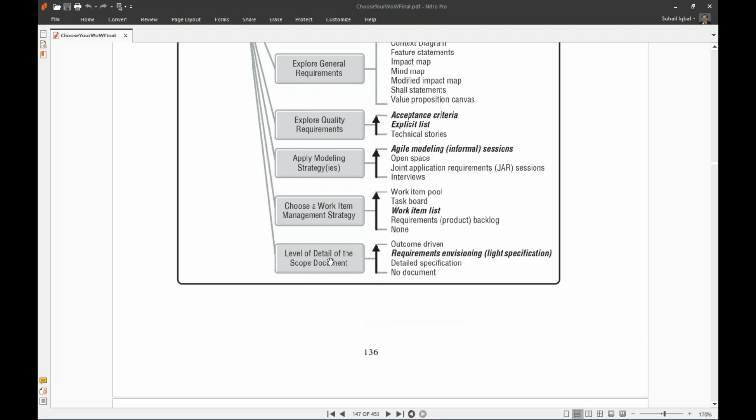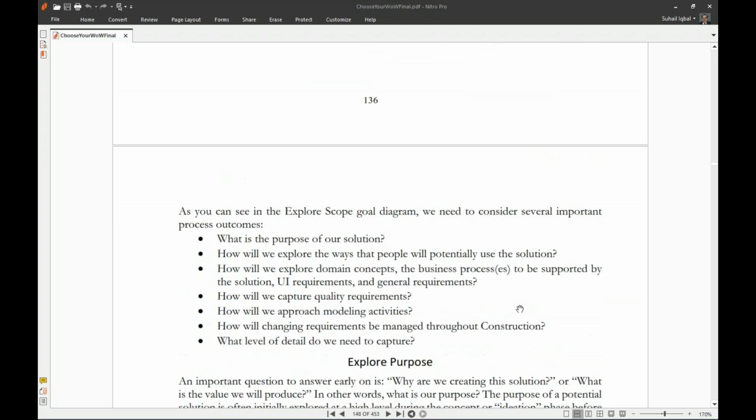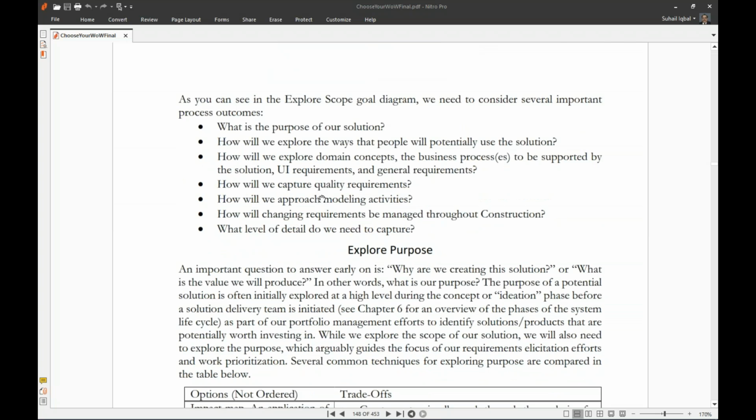Last but not the least is the level of detail of the scope document. The lowest on the sliding scale is no document, then detailed specification, requirement envisioning, light specification, and outcome driven. So this was the overall map of that.